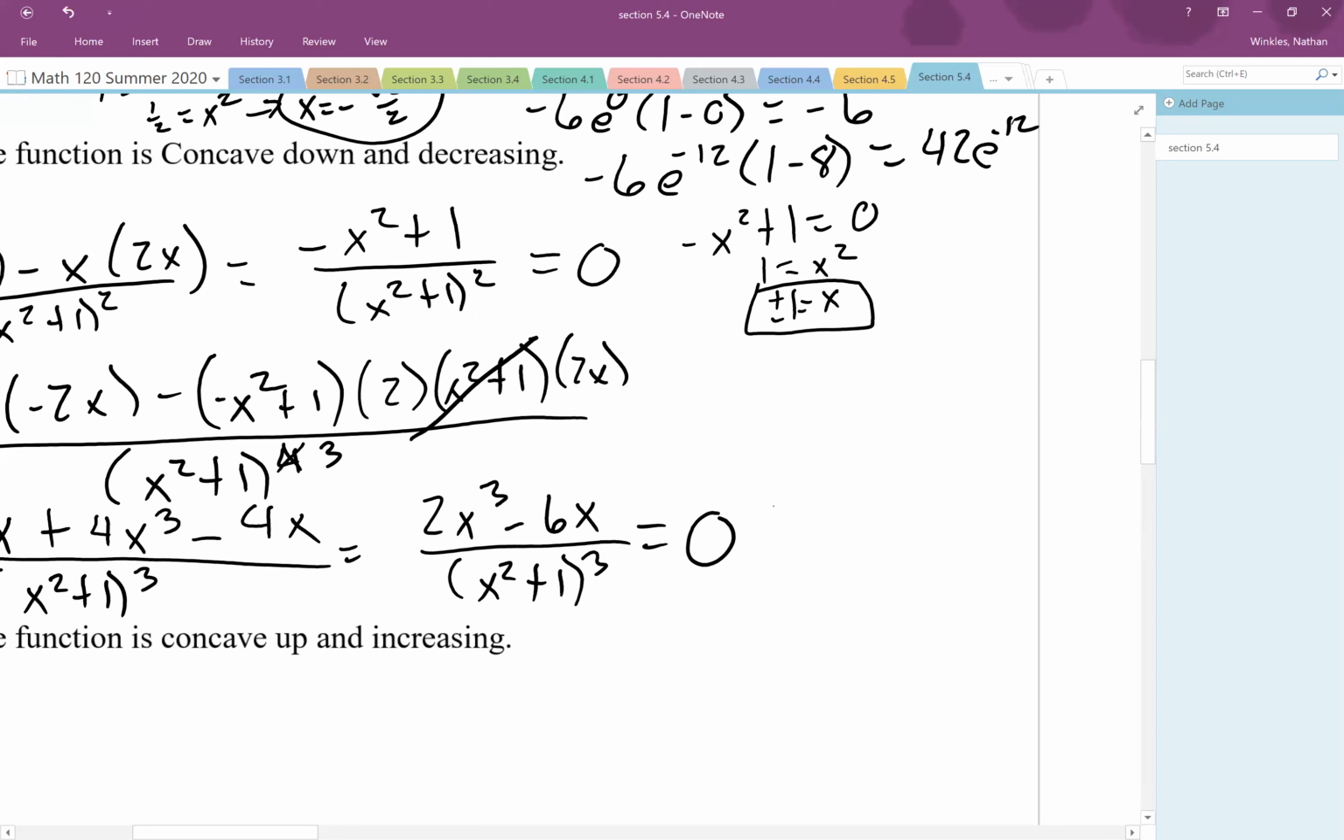For our second derivative, we did the same thing. 2x cubed minus 6x equals 0. Take out a 2x. So we have x squared minus 3 equals 0. Means x equals 0. X equals plus or minus the square root of 3.